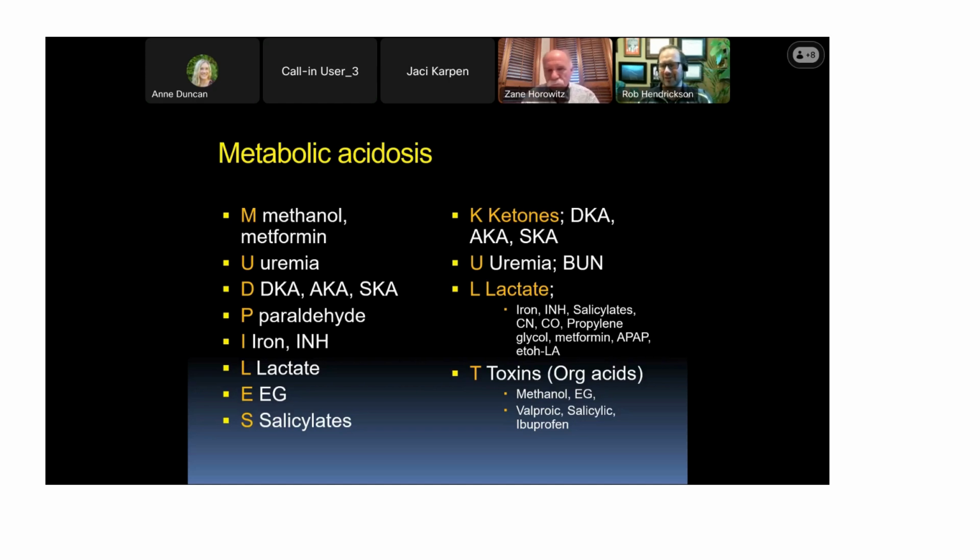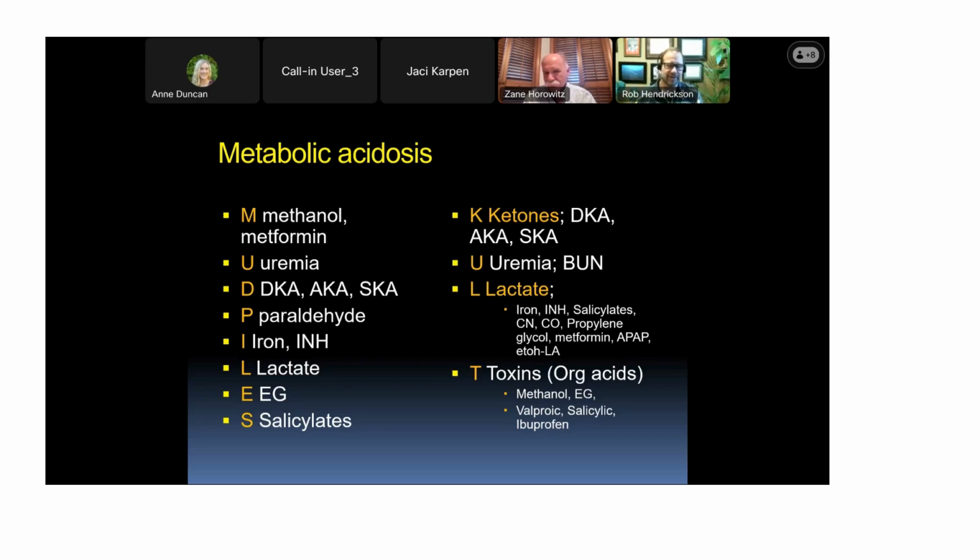Paraldehyde is a sedative drug that has not been used in, I think, about 50 years now. I think 1972 was the last time it was used, if I remember correctly. So it's a placeholder. And the other thing would be phenformin, which also has been off the market for 30 years. Otherwise it ends up being MUD AISLES, and that makes no sense.